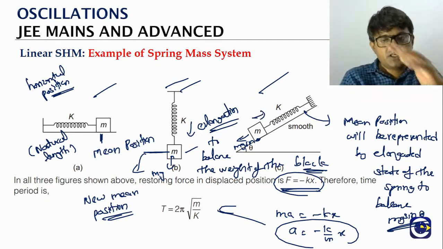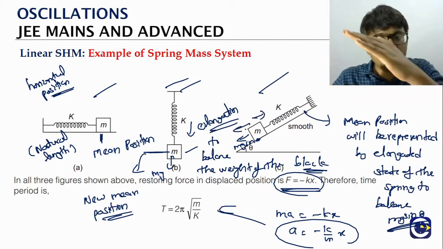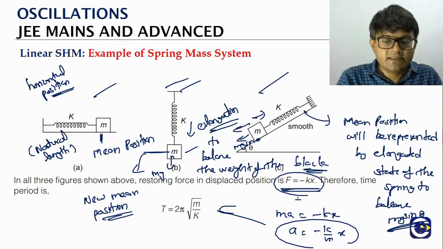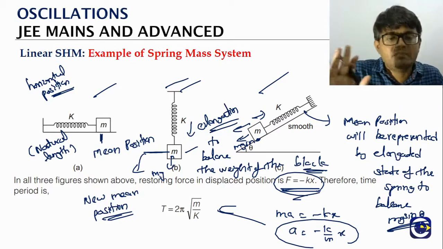Once it is already a little bit elongated to balance mg sin theta, from there we just give it some push along the plane, up or down, because here the oscillations will be along the plane. We will see that it will perform SHM. Again the restoring force will be equal to minus kx. So thereby we will have the same period.